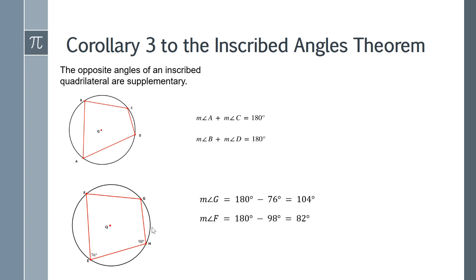And then F, the measure of angle F, is related to the measure of angle H. So we have to subtract the measure of angle H, which is 98 degrees, from 180. That gives us 82 degrees. And that's similar to one of the examples we had before we actually wrote the inscribed angles theorem.